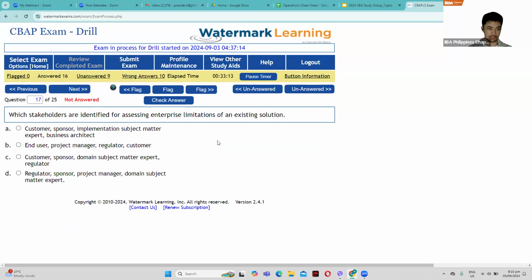Which stakeholders are identified for assessing enterprise limitations of an existing solution? A, customer, sponsor, implementation subject matter expert, business architect. B, end user, project manager, regulator, customer. C, customer, sponsor, domain SME, regulator. D, regulator, sponsor, project manager, domain SME.